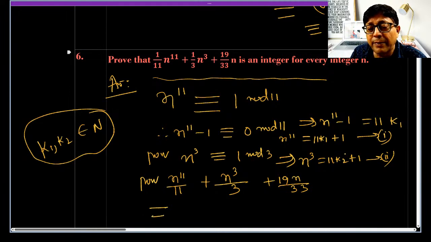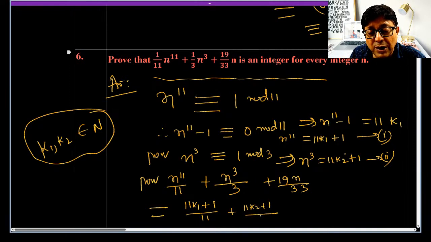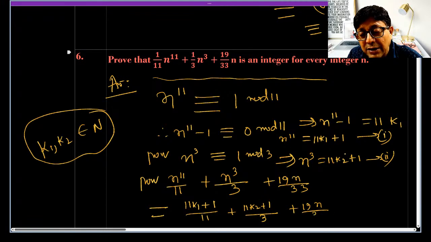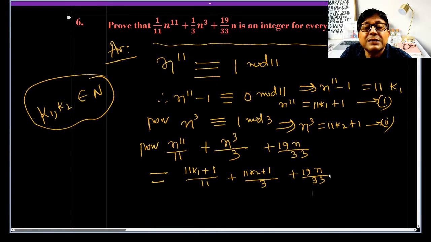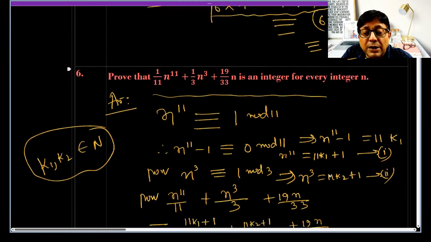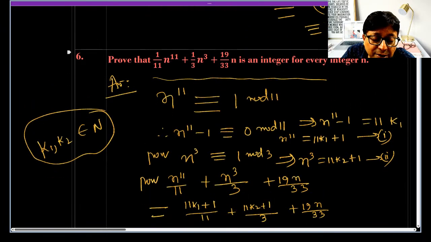Put the value of n to the power 11: 11 k1 plus 1 by 11. n cube is what? 11 k2 plus 1 by 3 and 19n by 33 as before. Clear? Let's see what happens over there. Can you add all these?